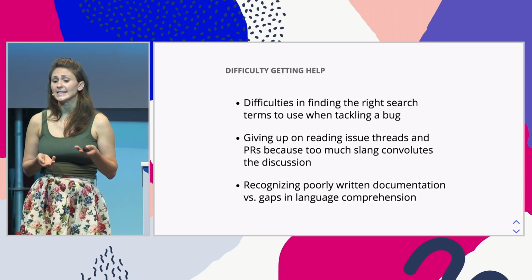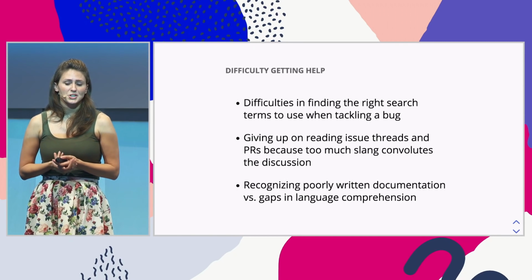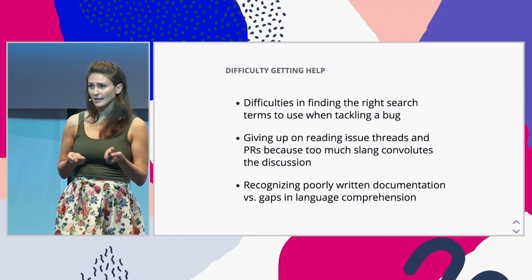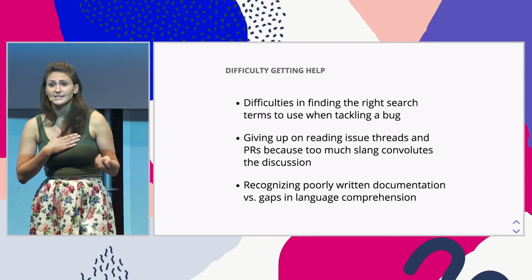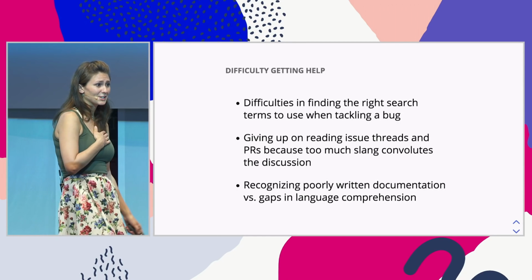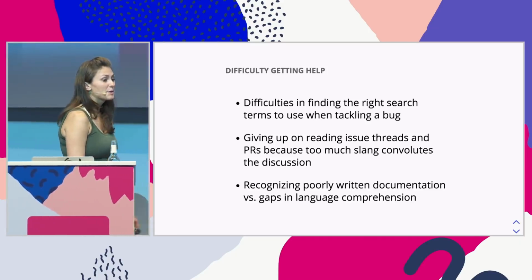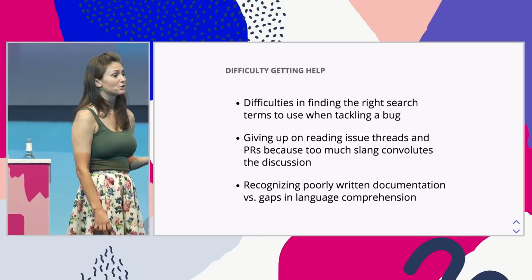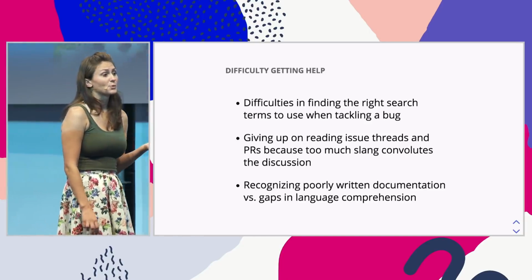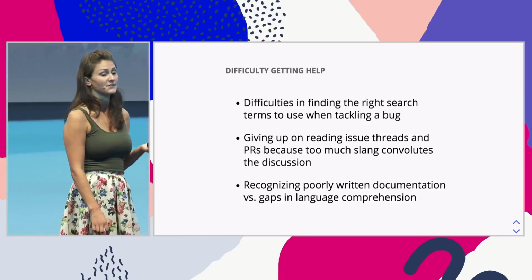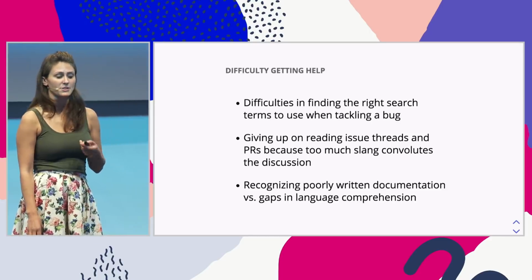Another theme I noticed was that people had difficulty getting help, also recognizing when they actually needed help. So some people mentioned that it was challenging to find the right search terms to use when tackling a bug that they were encountering. I know I still have problems with that as a native English speaker, so there's an added layer of complexity there for some people. A lot of people mentioned reading issue threads and pull requests wasn't worth it because there was too much slang involved in those threads that convoluted the discussion and made it really difficult for them to follow.